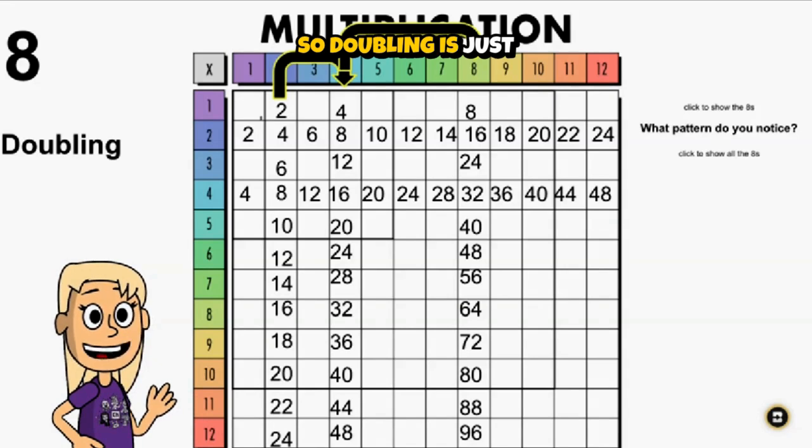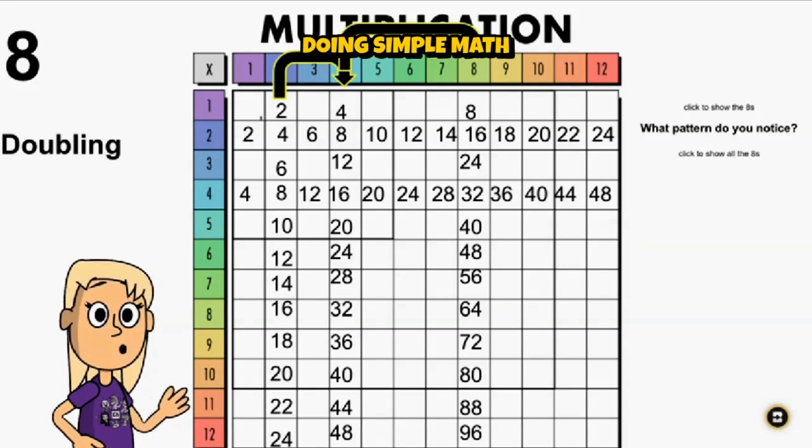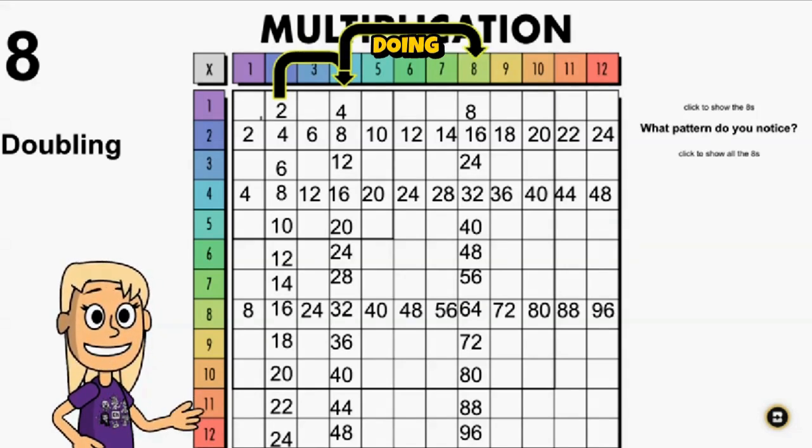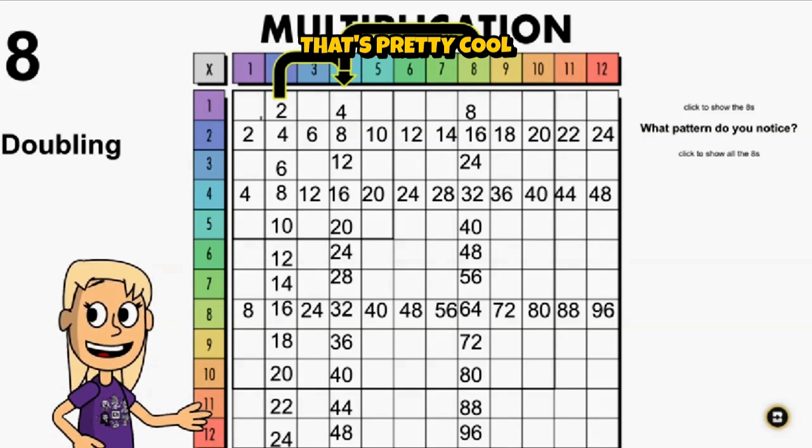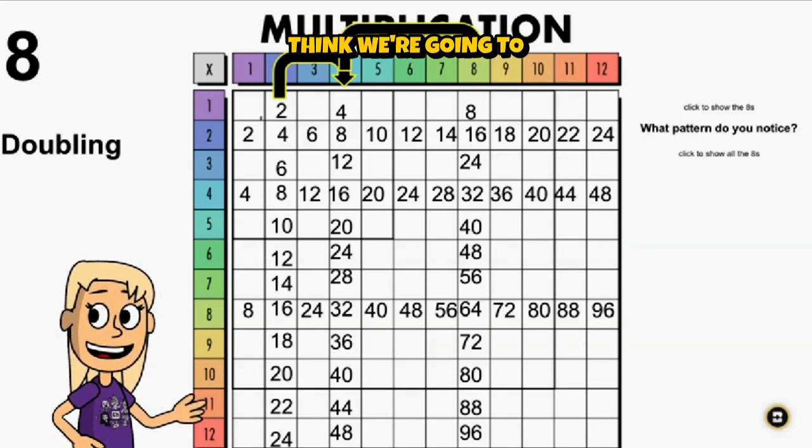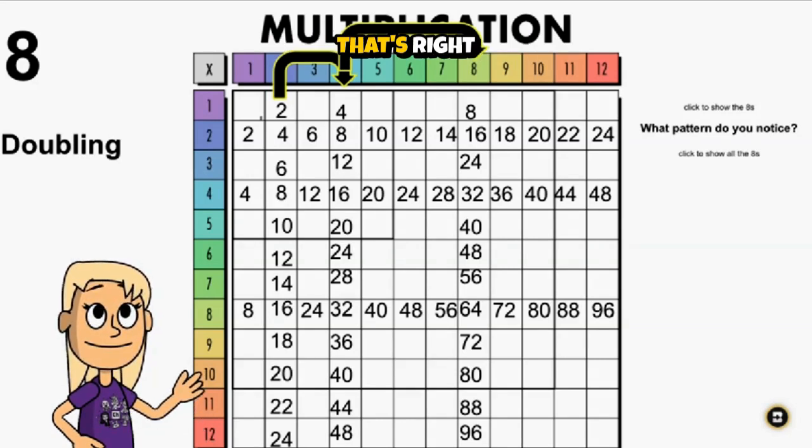So doubling is just doing simple math. So I've just been doing some simple addition. I haven't even done multiplication yet. And my multiplication chart is almost all filled in. Wow, that's pretty cool. What number do you think we're going to look at next? That's right, we're going to look at the 3s.